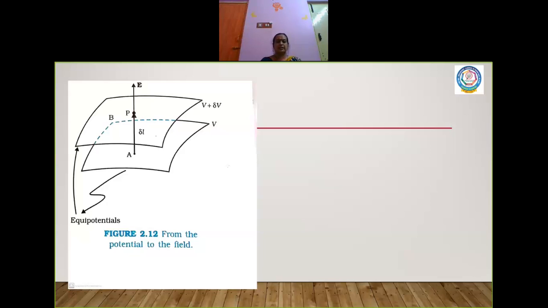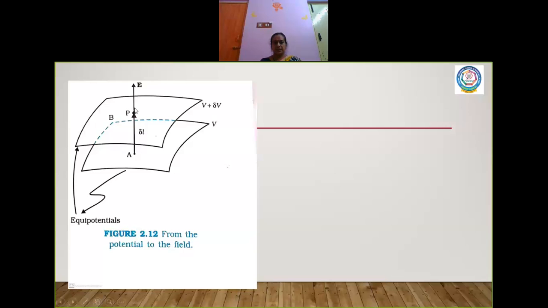Now look at this diagram. There are two equipotential surfaces. One is this surface A, the other one is surface B. And here the potential at A is V and the potential at B is V plus del V. Hope you are able to understand the difference. It is a three-dimensional picture. The potential at A is V, the potential at B is V plus del V, and consider a point P here. This point P is at B.